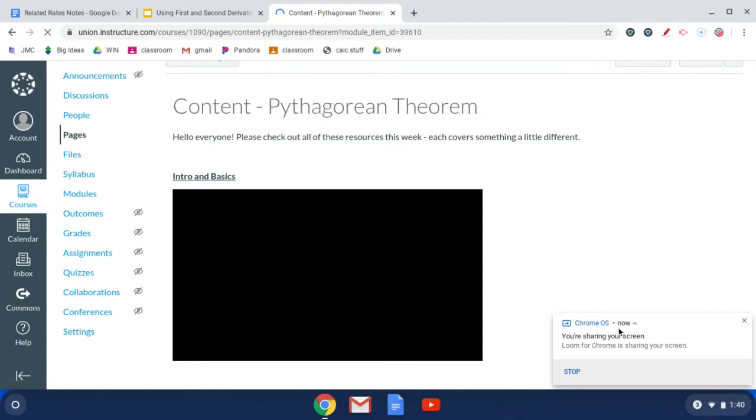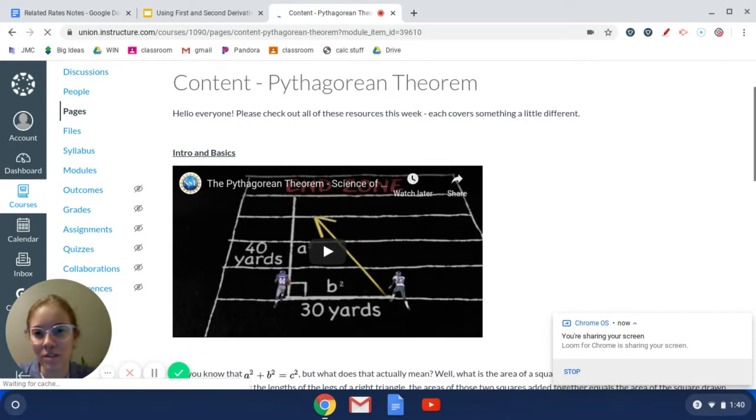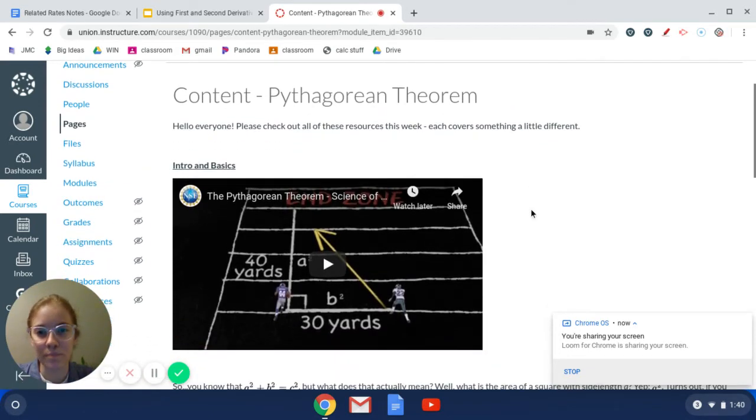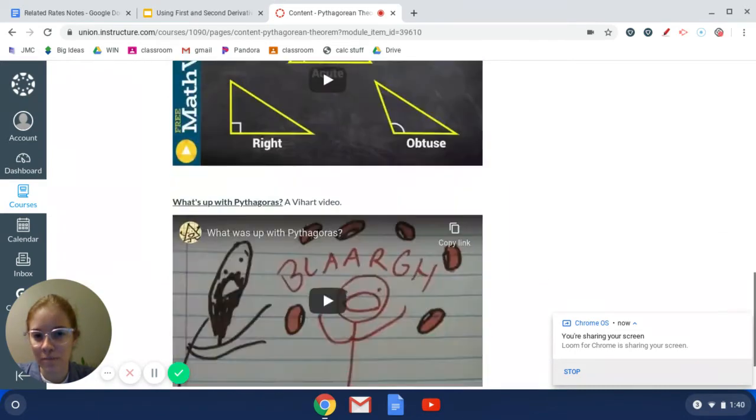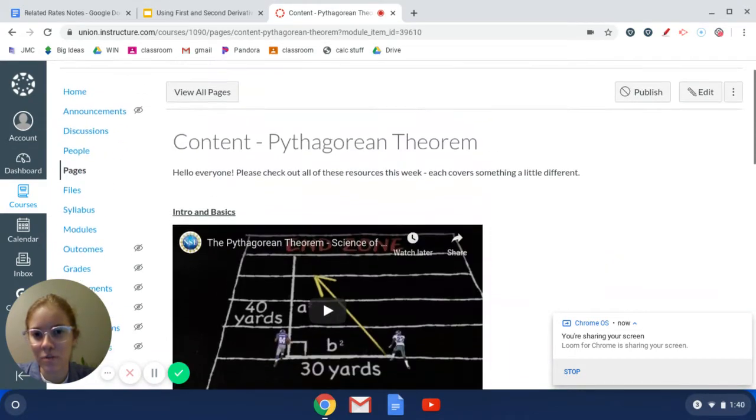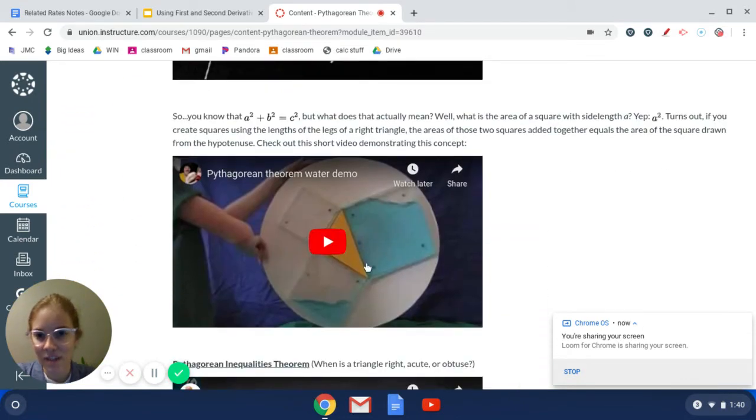I just clicked on the content page in the Pythagorean Theorem module. I have 4 videos for you. They're all pretty short. This first one is about 3 minutes long, just a nice intro to the Pythagorean Theorem. This next video is a visual representation of it, showing that it's the sum of the squares added together. It's a cool visualization, so check this video out for sure.